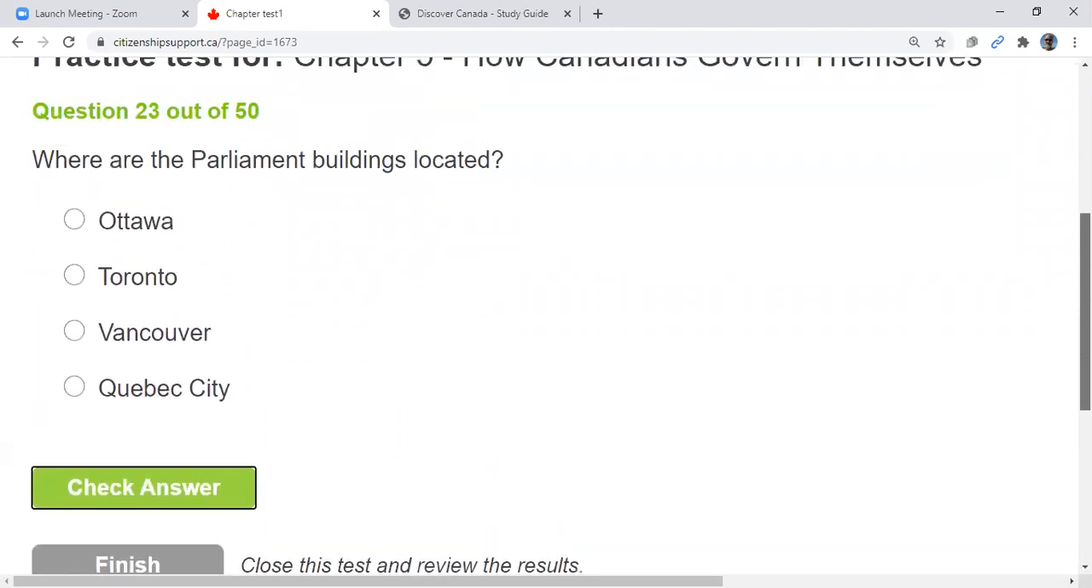Okay, and this one is for Gazala. Okay. Where are the Parliament Buildings located? Where are the Ottawa, Parliament, located? Toronto. I think number 1. Yay, very good. Let's see what the next one is.